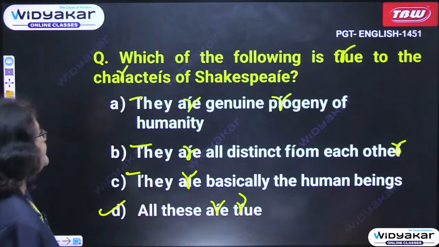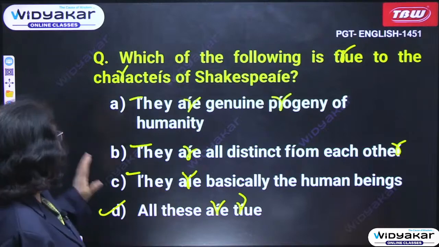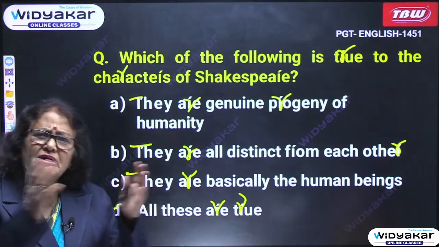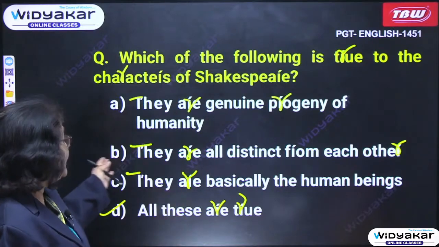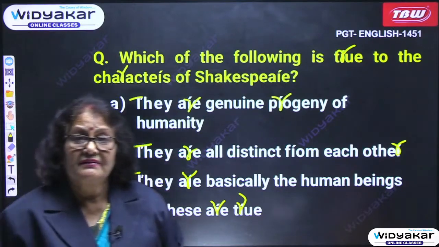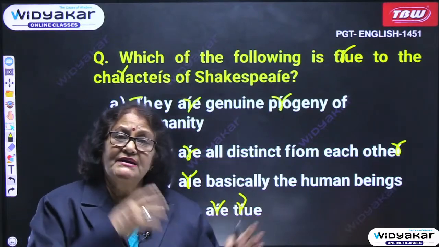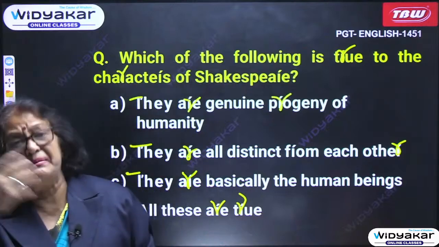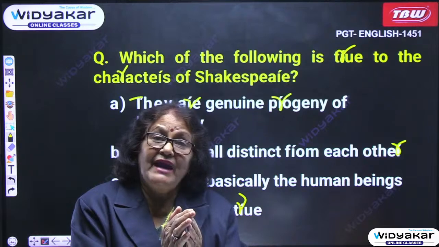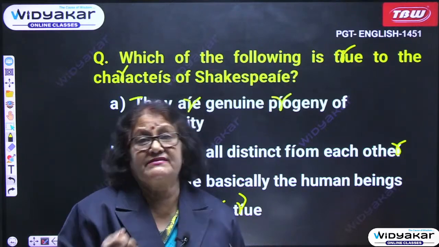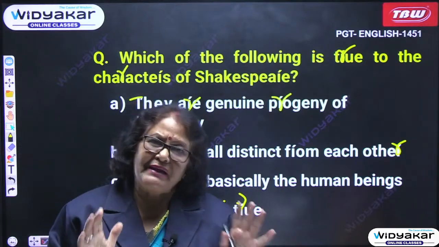Option D is the right answer, because all the characters of Shakespeare are genuine. They are products of human beings. They are all human beings. They are all distinct from each other. They show universal passions: jealousy, anger, love, indecisiveness, ambition, all of these. Yet they are also individualized. They are not types. Types and individuals, what do you understand by that?